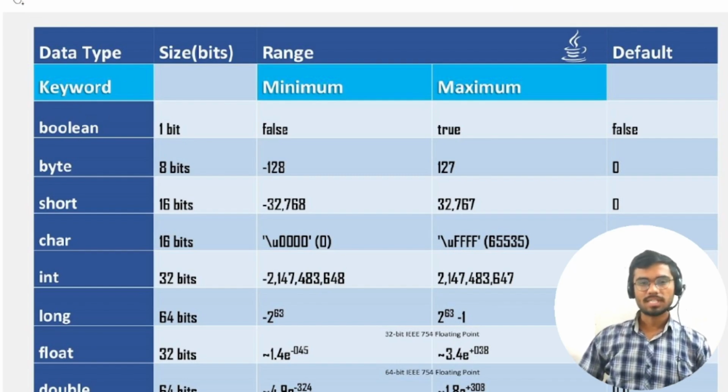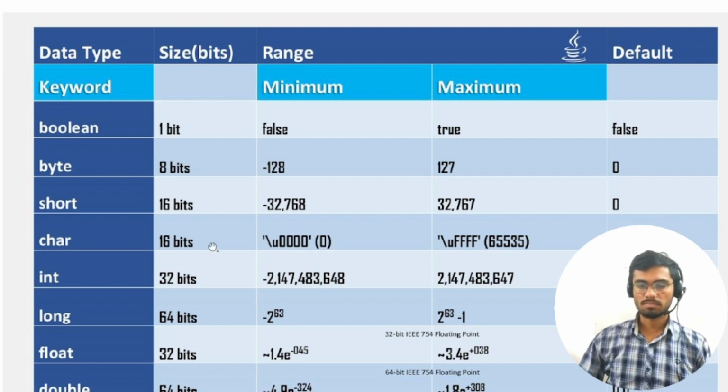So the sizes of data types are like this. Boolean is of 1 bit, which only has two values, false and true, and the default value of boolean type is false. Byte is of 8 bits, which has values from -128 to 127, and the default value is 0. Short is of 16 bits, which has values from -32,768 to 32,767, and the default value of short is 0.